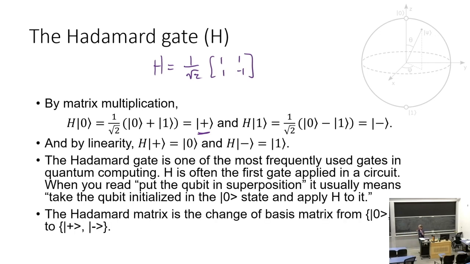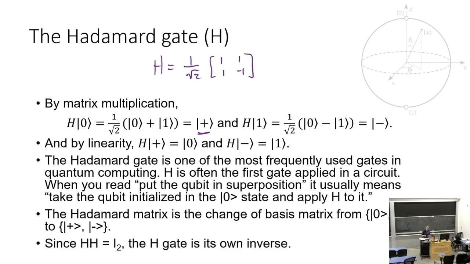So we can see from what the Hadamard gate does that it's the change of basis matrix. It takes 0, 1 to plus, minus on the equator. And it's its own inverse. So once I apply it again, I get back to where I started.